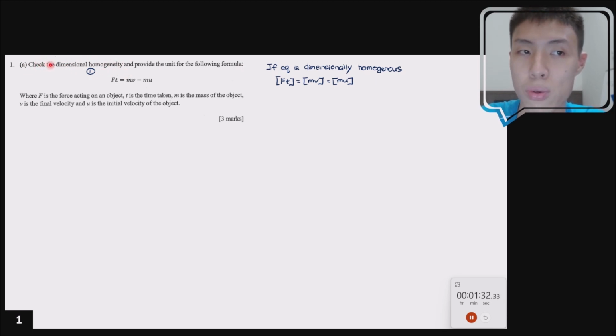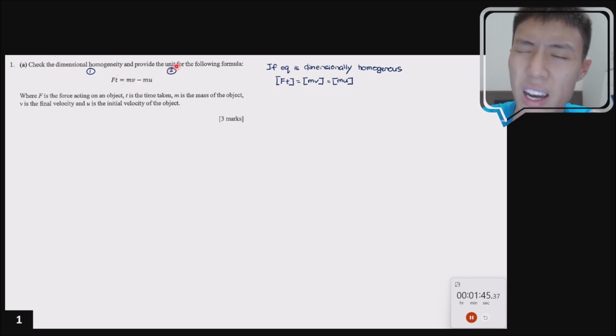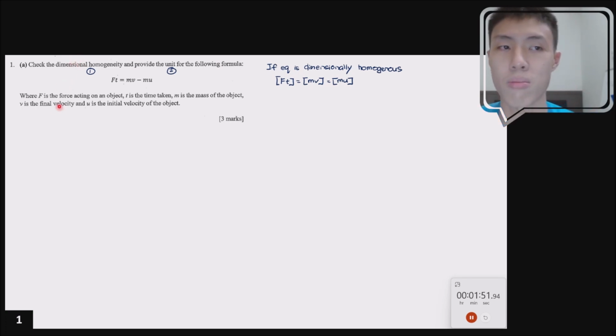Okay, so that's what we'll do for the first part of the question. And for the second part, they ask us to provide the unit. If we are able to determine the dimension of these terms, then we are nearly there to find the unit for each of these terms already. So let's first do the dimensional homogeneity check. If it's homogeneous, all these terms have to have the same dimension. So we have to find the dimension of each of these terms one by one.